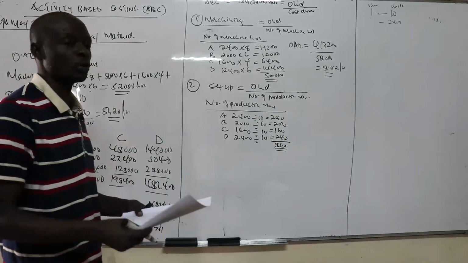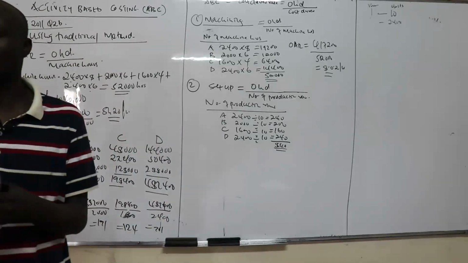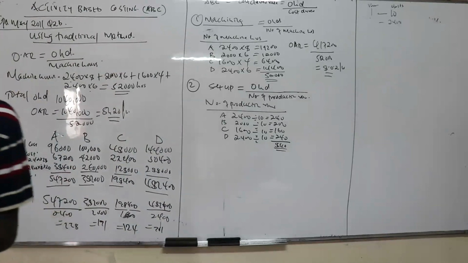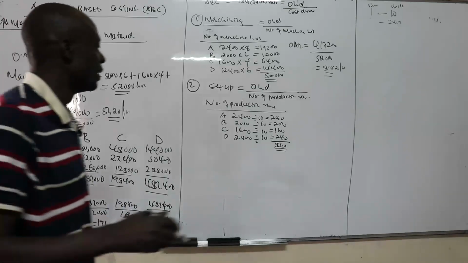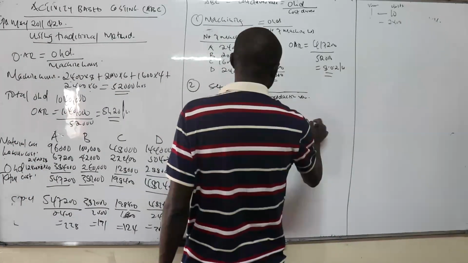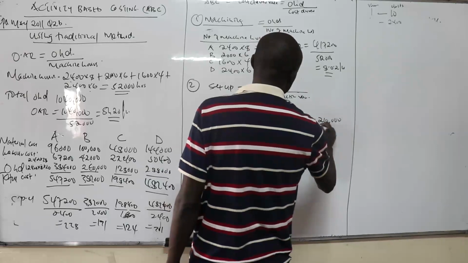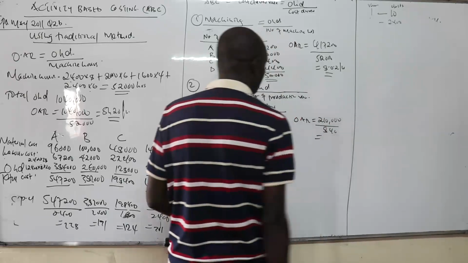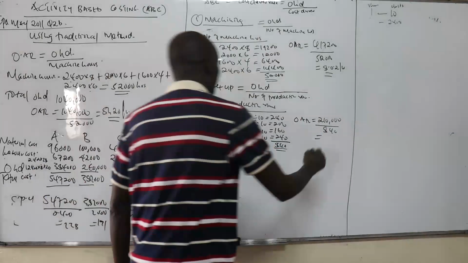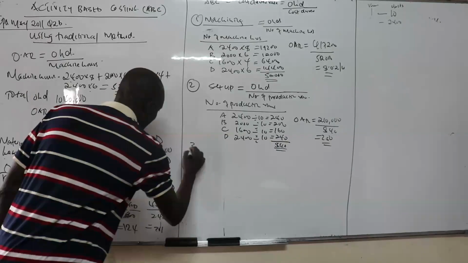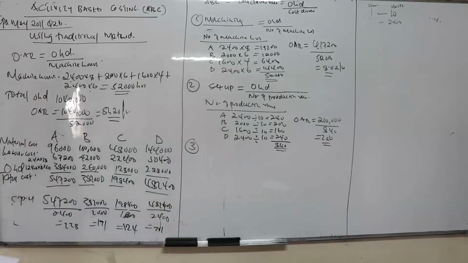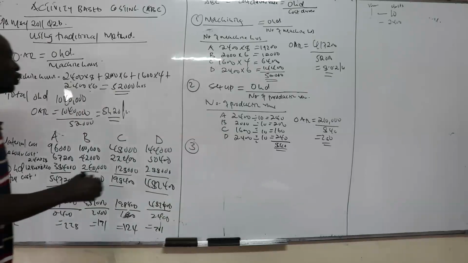And then the overhead allocated to setup, according to note number 5, is 210,000. So the overhead absorption rate here is 210,000 divided by 840, so it's going to be 250 per run. That is number 3, the cost driver rates, activity number 3, which is stores receiving.